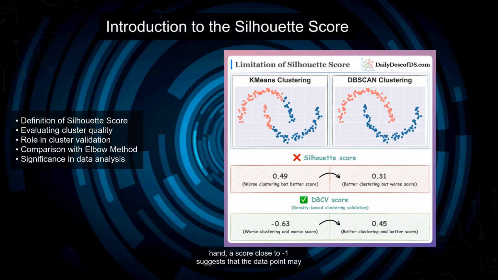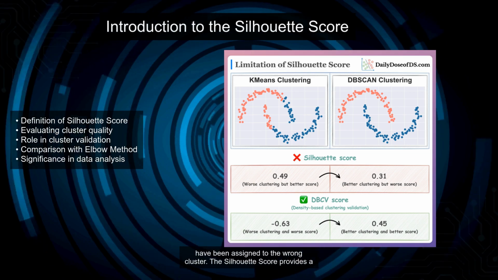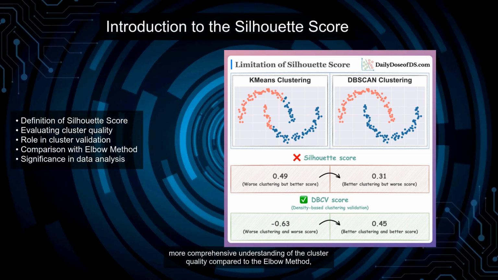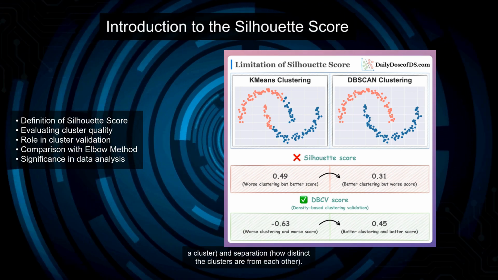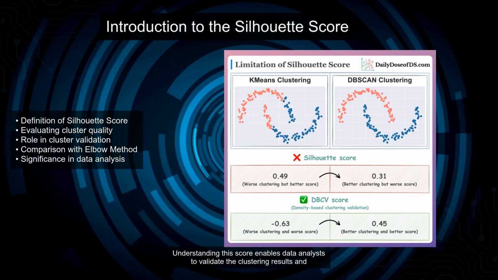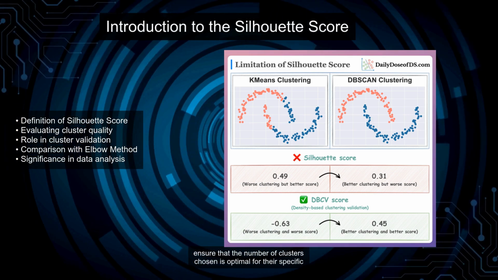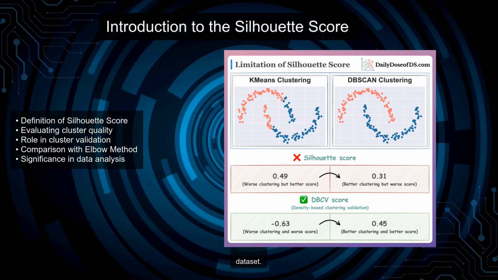On the other hand, a score close to -1 suggests that the data point may have been assigned to the wrong cluster. The silhouette score provides a more comprehensive understanding of the cluster quality compared to the elbow method, as it considers both cohesion, how close the data points are within a cluster, and separation, how distinct the clusters are from each other. Understanding this score enables data analysts to validate the clustering results and ensure that the number of clusters chosen is optimal for their specific dataset.